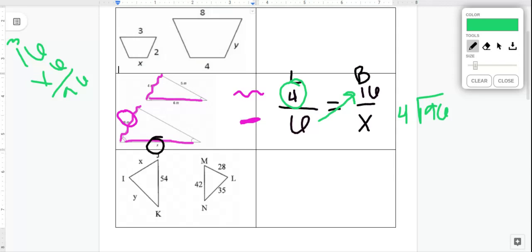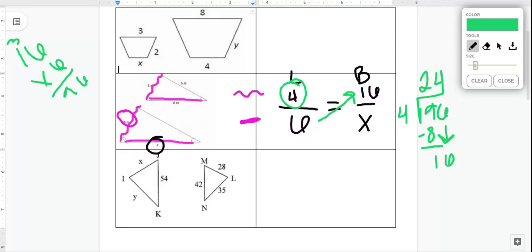Okay, 4 goes into 9 twice. 4 times 2 is 8, so I subtract. Bring down the 1 and the 6. 4 times 4 is 16. So that means my x equals 24.